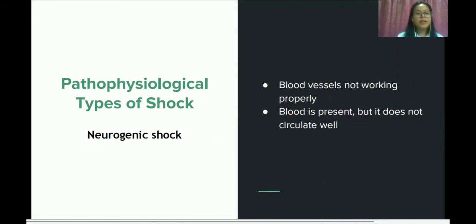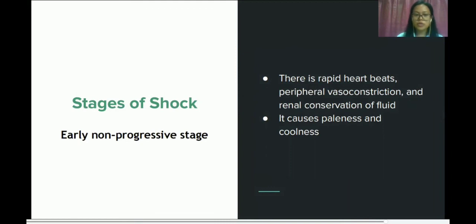And for the fourth one, we have neurogenic shock. So neurogenic shock occurs when blood vessels stop working properly and don't push enough blood through the body. In this case, there is no blood loss, but the blood present in the body does not circulate well, causing it to pool in the blood vessels, leading to a significant drop in blood pressure. So now we will go to the different stages of shock.